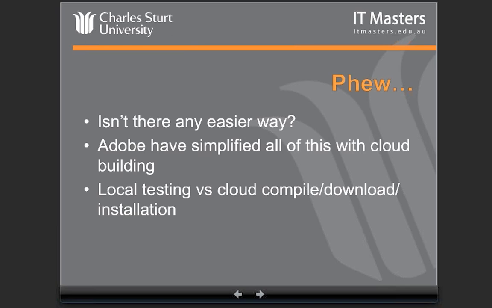There are options and there are reasons why you do one against the other. We've talked about this a bit already: local testing versus cloud compile, download and installation. Cloud compiling is a pain because you've got to upload your source code. All very well if it's small, but if you've got a large project, it could take ages to upload, and then it's got to compile, and it's a long time. You don't really want to be debugging that way, so it's not ideal.